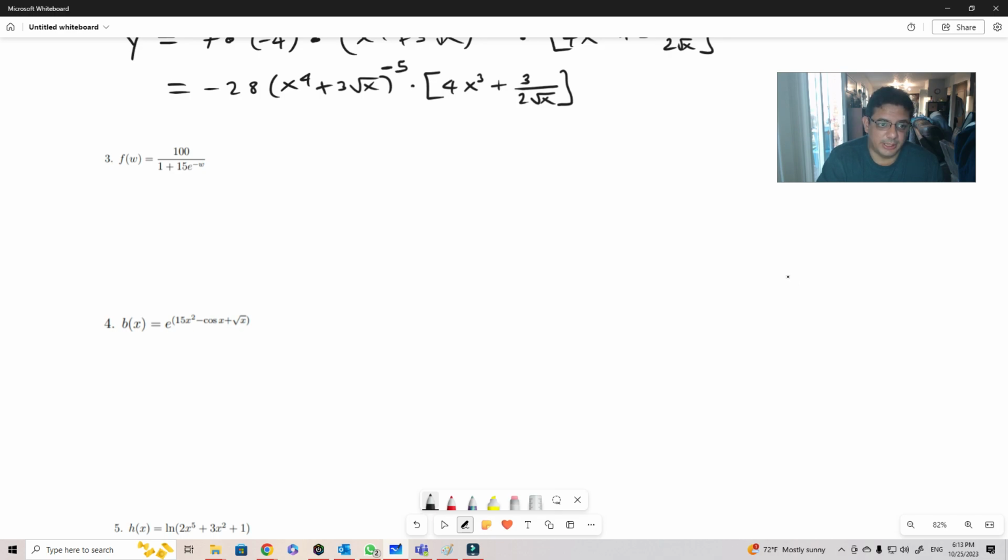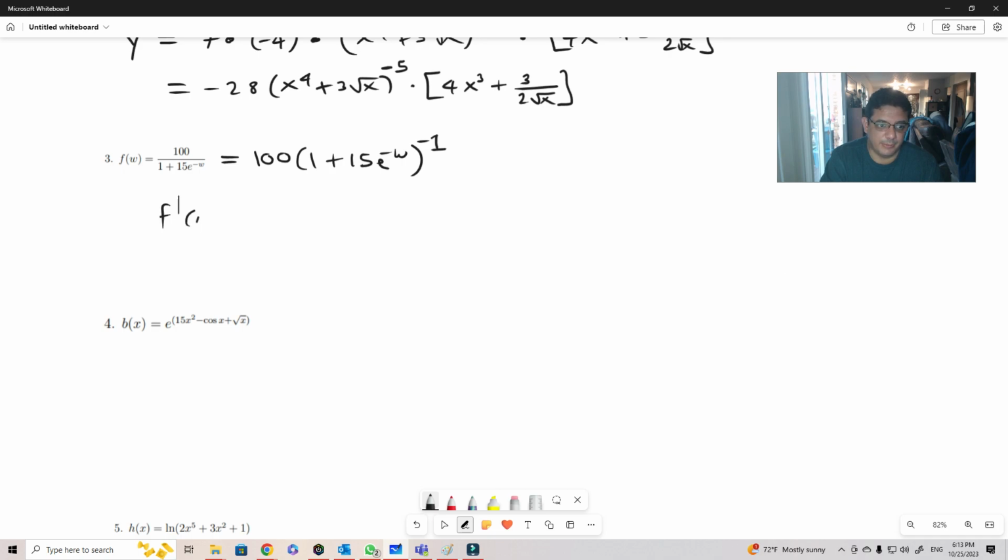Now number 3, again, is something that at this point you can do either with the product rule or with the quotient rule and chain rule, which is how we're going to do it now. We're going to express this as 100 times 1 plus 15 e to the minus w, and that will be to the minus 1 because we're putting this denominator up. Okay, so this is a chain rule because now it's a power to the something, and there is something inside. So that's why it's a chain rule.